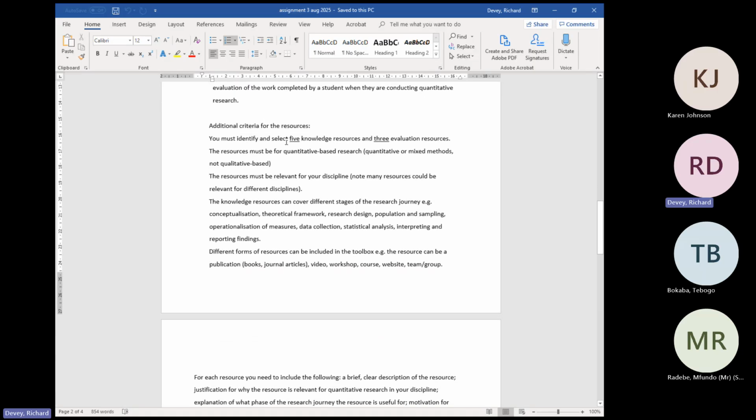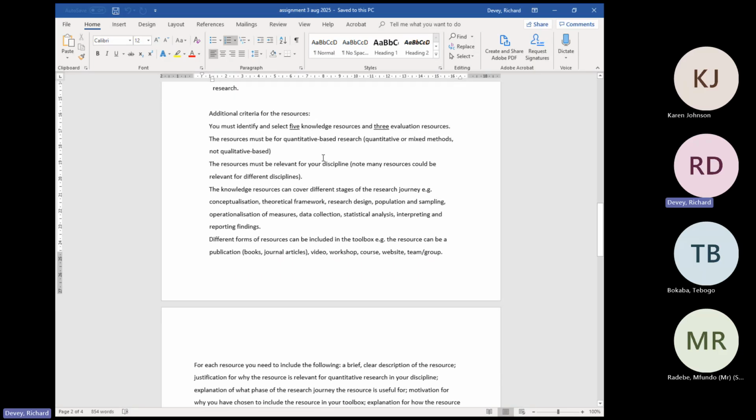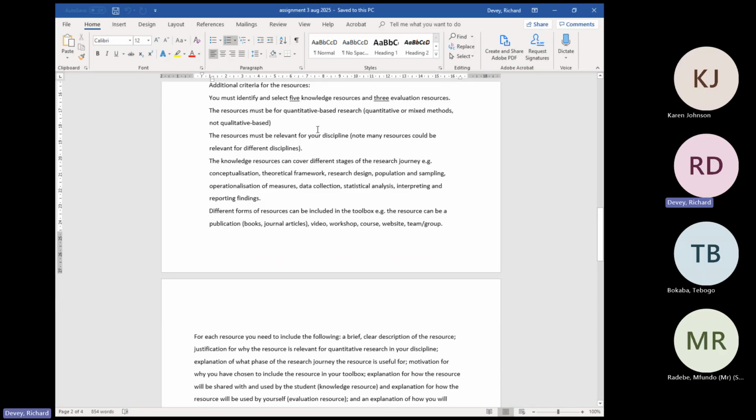So you need to identify 5 knowledge and 3 evaluation resources for your toolbox. You don't need to collect hundreds of things, just 5 knowledge-based things that you think are most useful, and 3 evaluation resources. The resources must be for quantitative-based research or mixed methods, not qualitative-based. Okay, so we're not focusing on qualitative here. And the resources must be relevant for your discipline.